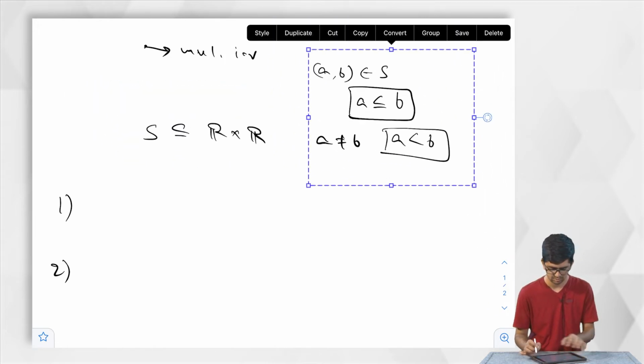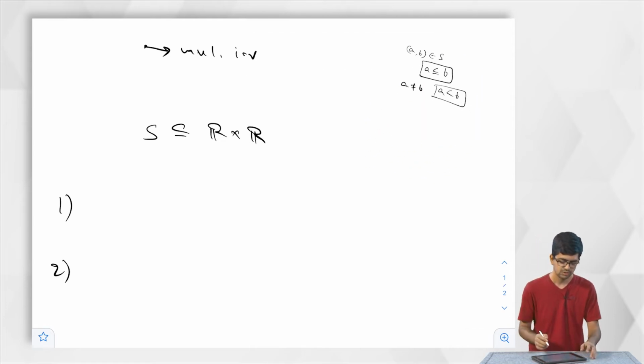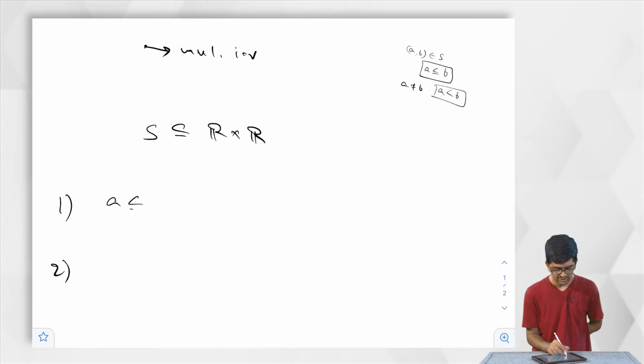Now let us come to the compatibility condition that we mentioned. So the first condition is about the addition property. Suppose A less than or equal to B, which means A comma B is an element of S, and then we have some element C belongs to R.